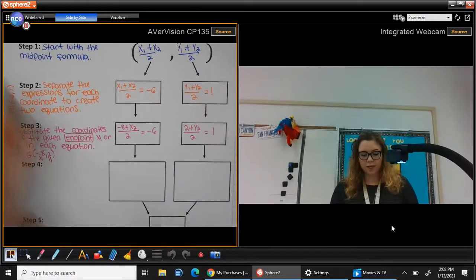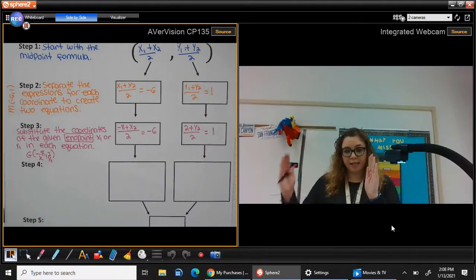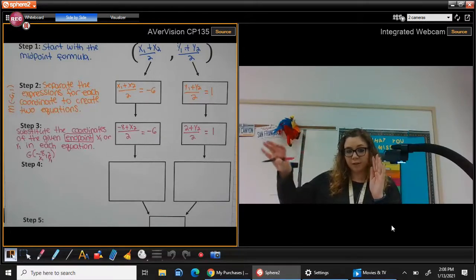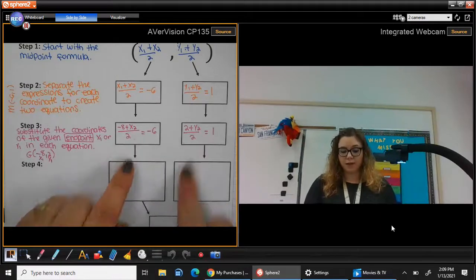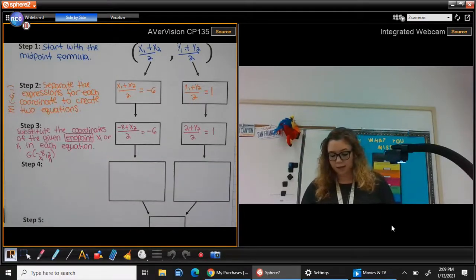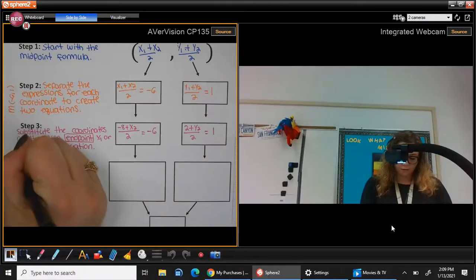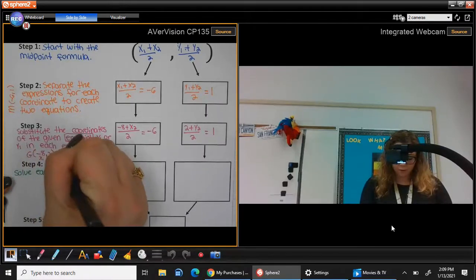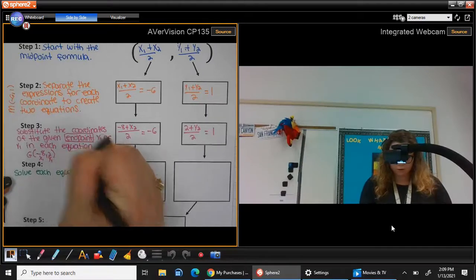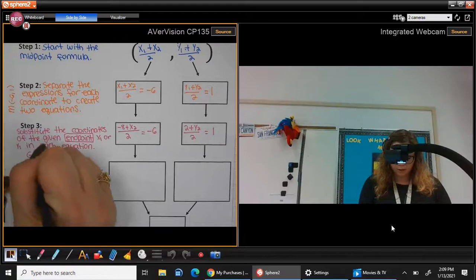So again, we have one endpoint, we have a midpoint, and we're trying to find that second end. So we're trying to find that second coordinate pair. So we're trying to find x2 and y2, okay? And that's the only thing we have left to solve on both sides. So the last step is going to be: solve each equation for the missing coordinate.